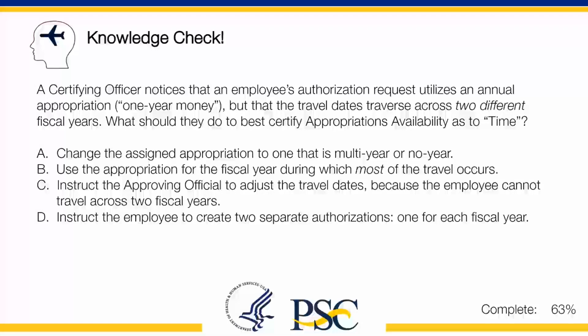A. Change the assigned appropriation to one that is multi-year or no year. B. Use the appropriation for the fiscal year during which most of the travel occurs. C. Instruct the approving official to adjust the travel dates, because the employee cannot travel across 2 fiscal years. D. Instruct the employee to create 2 separate authorizations, one for each fiscal year. Pause the video, consider your response, and then resume to learn the correct answer.